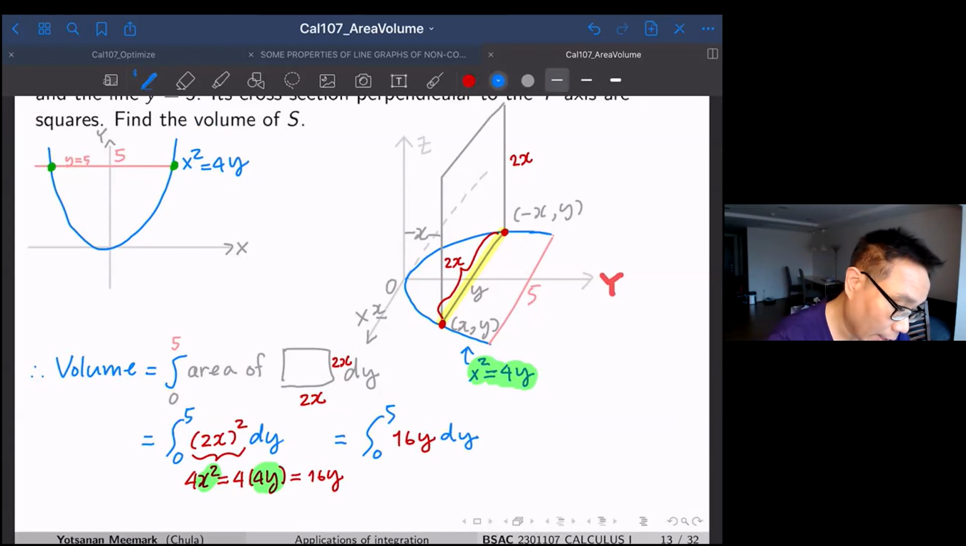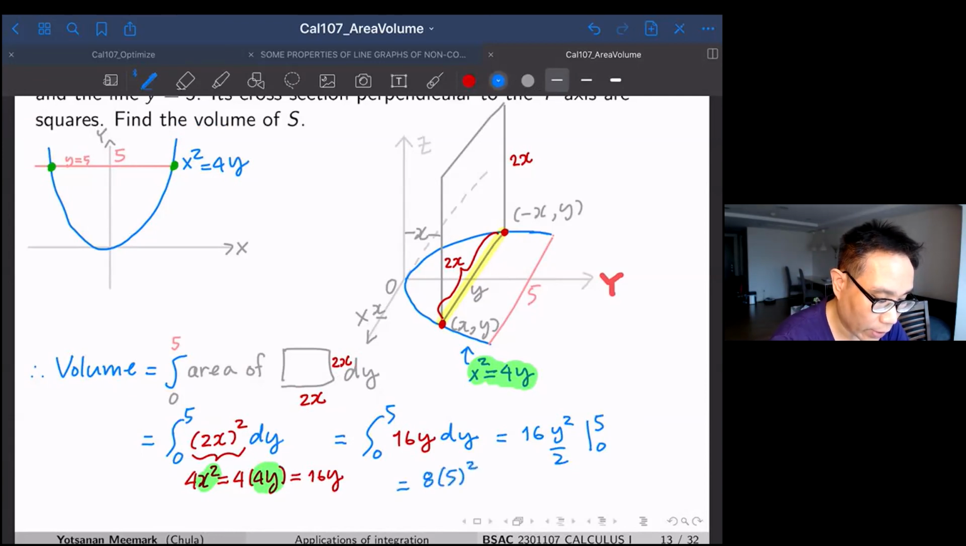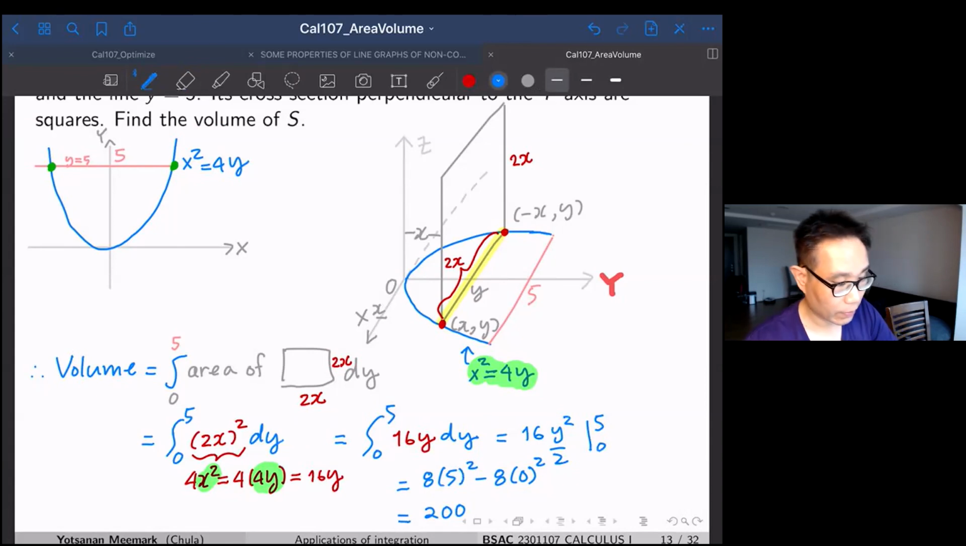And you get 16y squared over 2 from 0 to 5. So you're going to get 8 times 5 squared minus 8 times 0 squared. And so it's going to be 200. So 8 times 25 is 200.